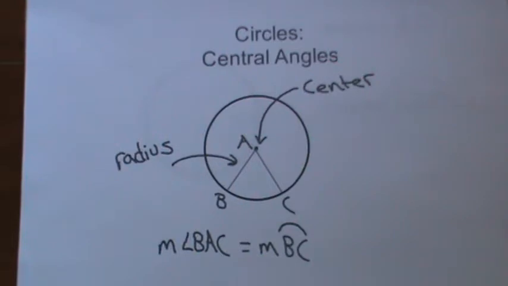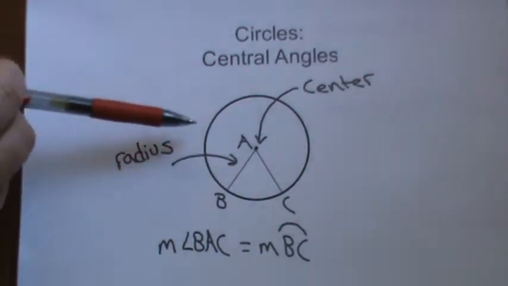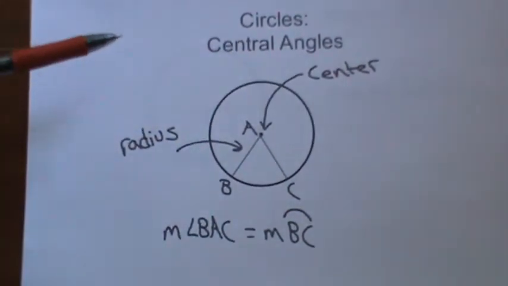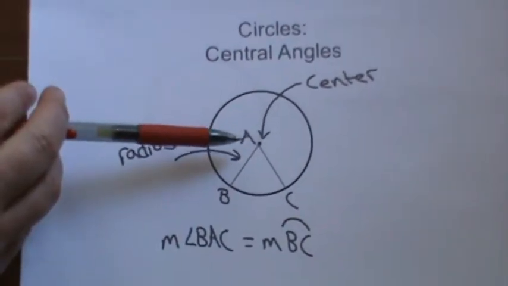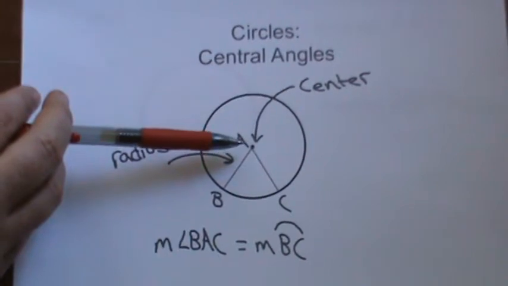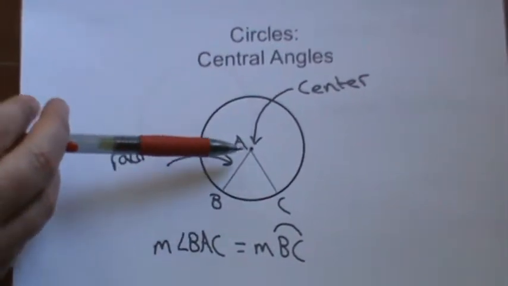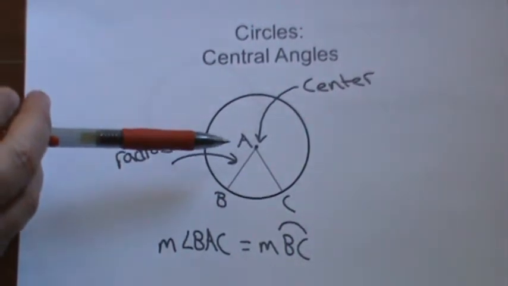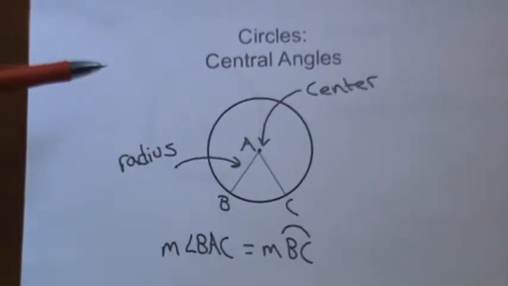In this diagram we have point A, and our circle consists of all the points that are a certain distance from that center, and that distance is called the radius. So if I travel from A to B or A to C, that distance is exactly the same, and like I said, it's called the radius of the circle.